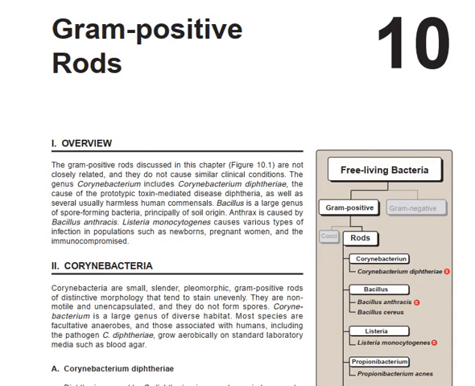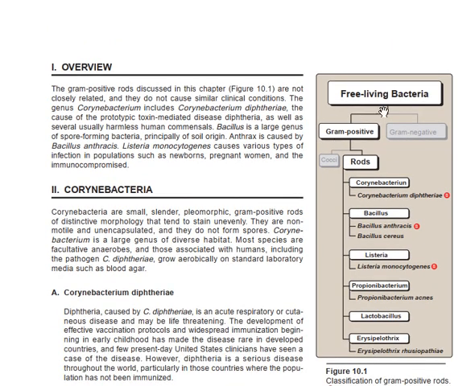So here we are going to visualize gram-positive rods. We start with the classification of gram-positive rods. Free-living bacteria divide into gram-positive and gram-negative. For gram-positive, we can have cocci and we have rods. We have already seen tutorials on cocci, so now we are on rods.